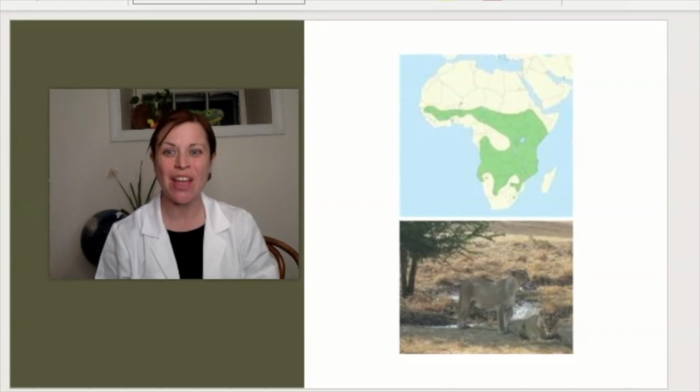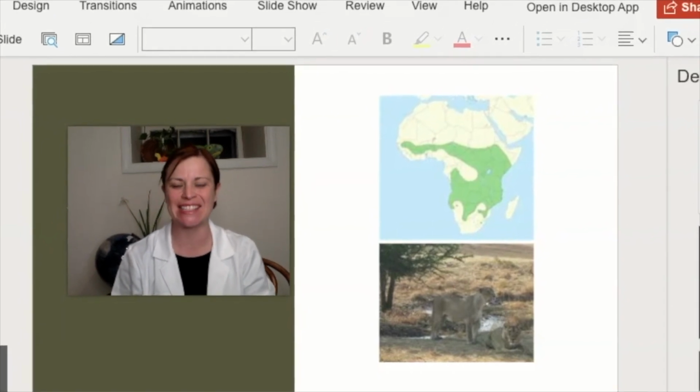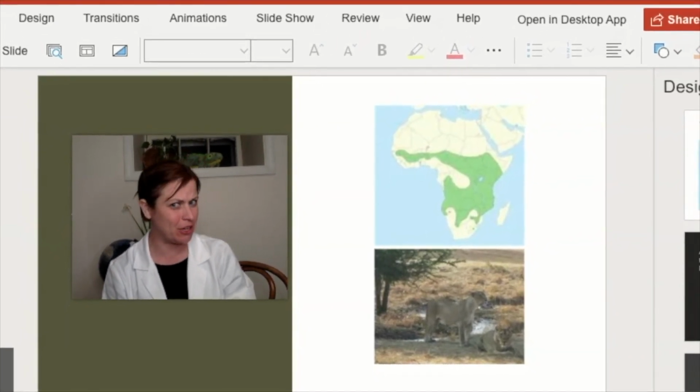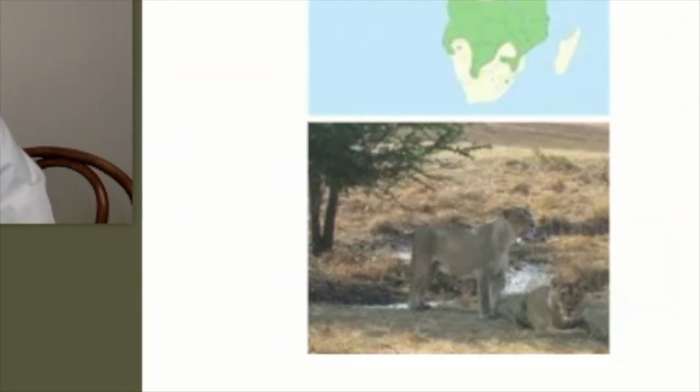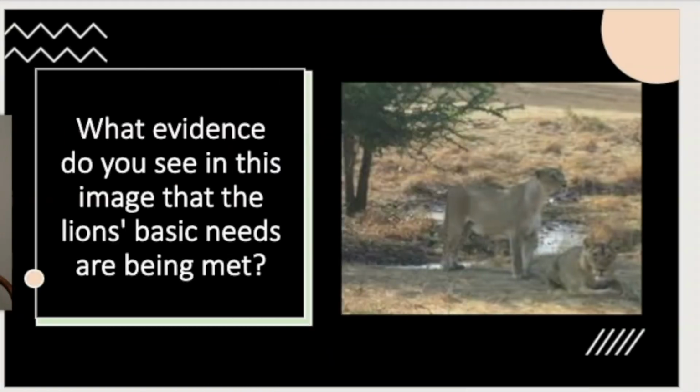Junior scientist, where have we traveled now? We are going to the continent of Africa. What do you notice about that habitat? Do you know what animals those are? That's right, those are lions. What evidence do you see in this image that let you know the lion's basic needs are being met? Did you say that the lions are near water?